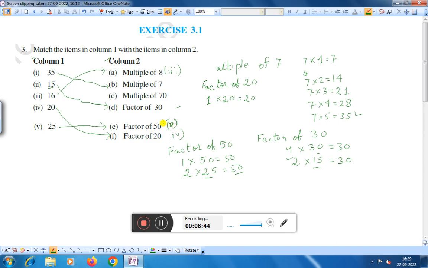Now here this is 5, right? And multiple of 7, this is 1, obviously 1. And factor of 30, that is 2. This is 2, right? And 16, that is multiple of 8, 8 2 is 16. 20 is the factor of 20 and 25 is the factor of 50, right? This is the solution of question number 3, exercise 3.1.